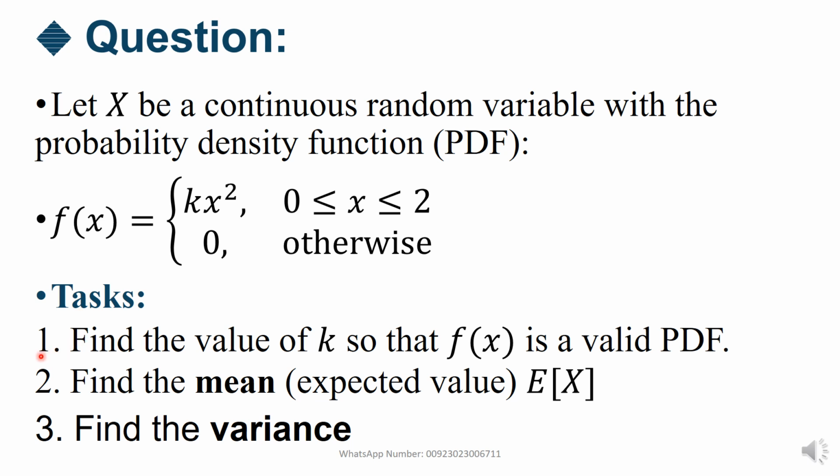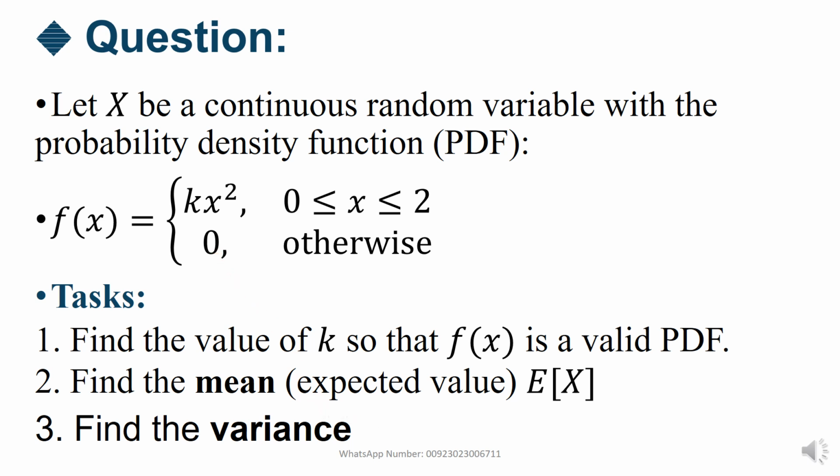Task 1. Find the value of k. Show that f of x is a valid PDF. Second point, find the mean, expected value E of x. Third, find the variance. So now, if f of x equal to kx square, then we use the values 0 to 2. If other values, then f of x equal to 0.